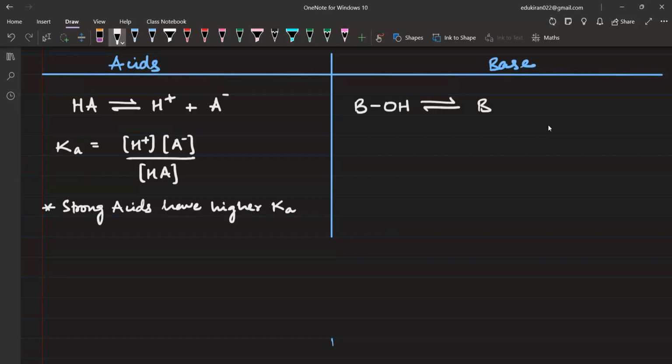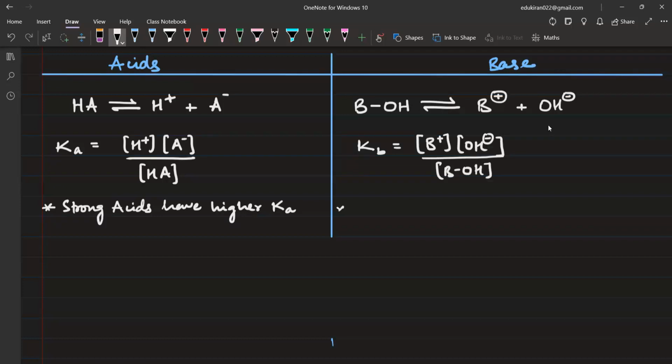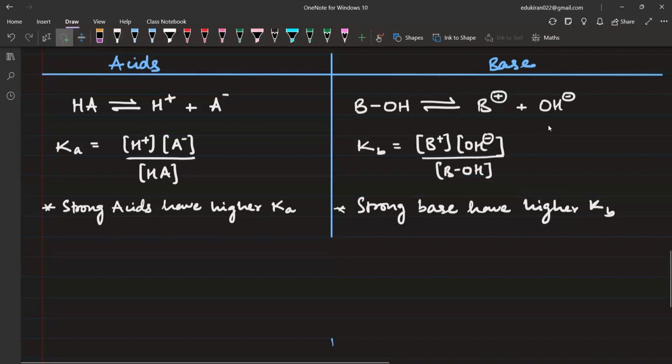It will give B positive and OH negative. The dissociation constant of base is given as Kb, which is equal to the concentration of B positive multiplied by the concentration of OH negative divided by the concentration of the base BOH. And we can write strong bases have higher Kb. And similar to Kb, there is also one more term that is known as pKb.